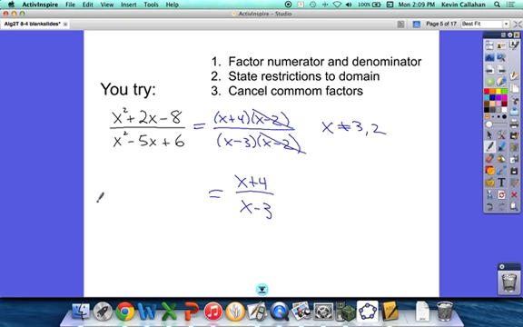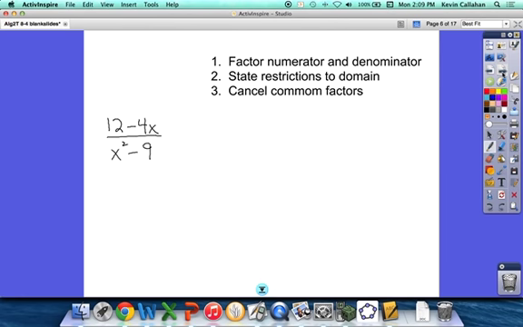Now there's a couple of common mistakes, not necessarily mistakes, but things you got to look out for here, right? This is not a you try. This is just me showing you another example of simplifying, right? How would I factor the numerator of this one? What's the common factor? 4, right? So this is 4 times 3 minus x.